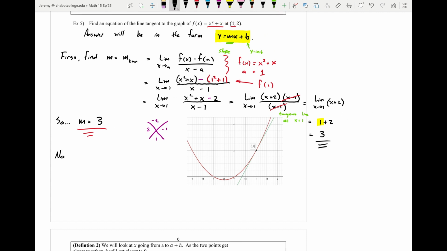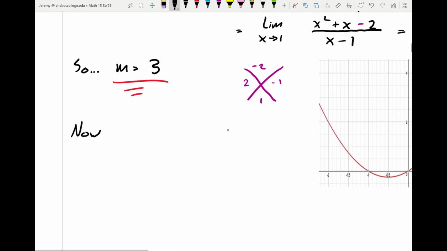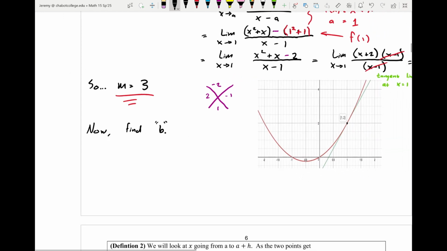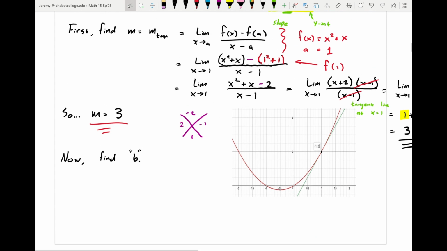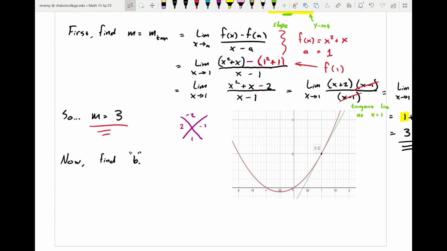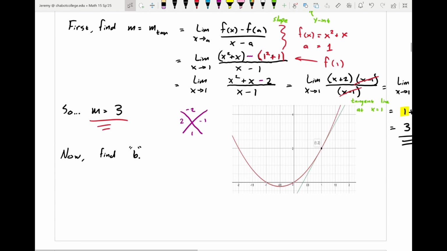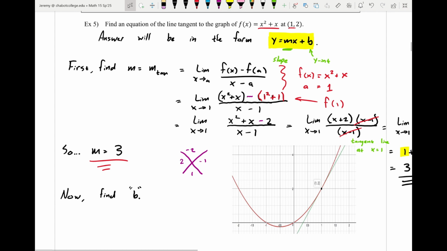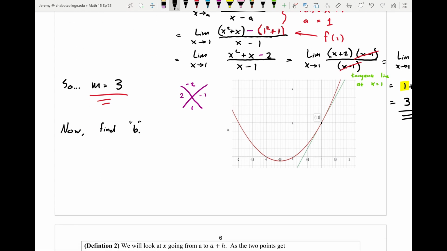Okay, so I'll say now, let's find b. All right, and there are a couple different ways to approach this. You can use the point slope form or point slope formula if you like that. You could do the solve for b method. I'll do the solve for b method this time. Remember, our answer is going to be in the form y equals mx plus b. And we just found that the slope m is equal to 3.